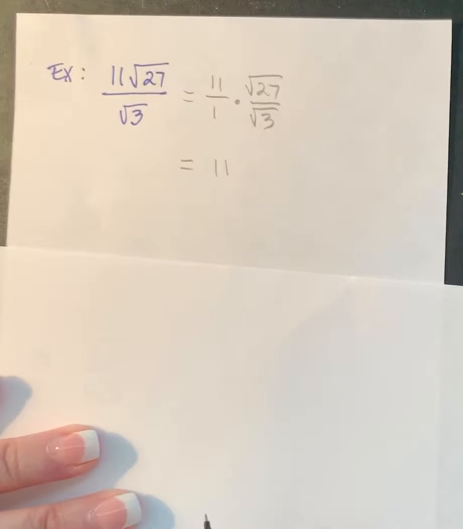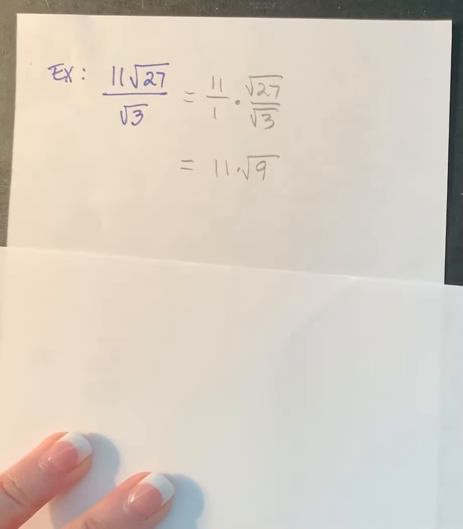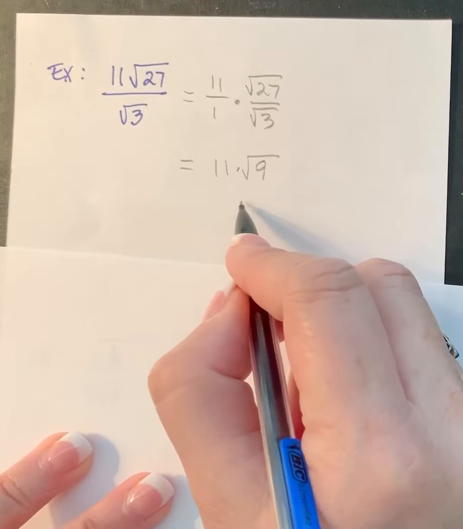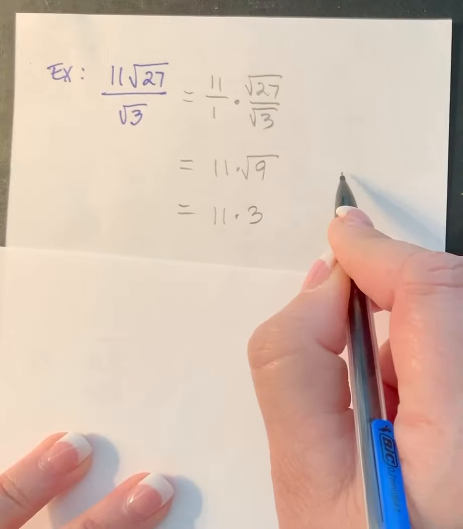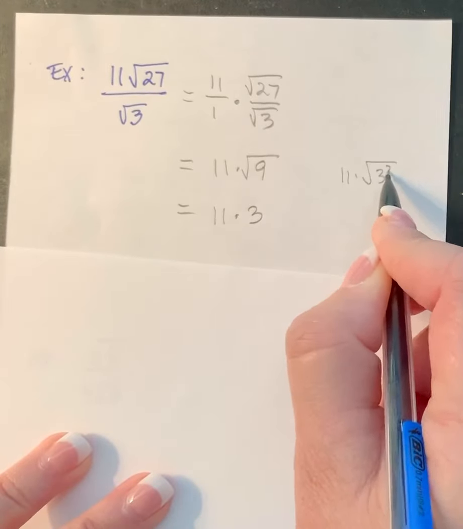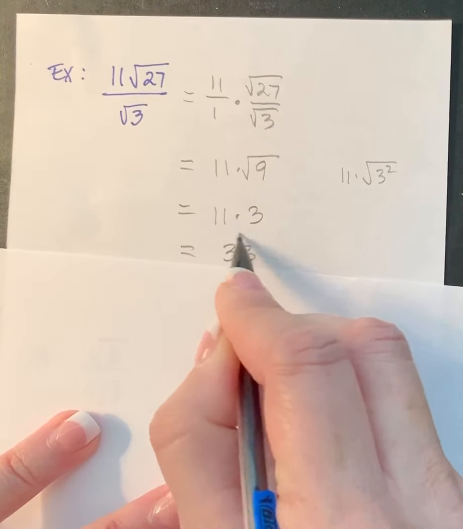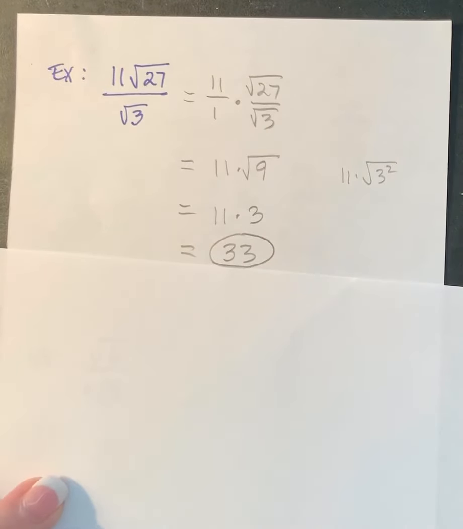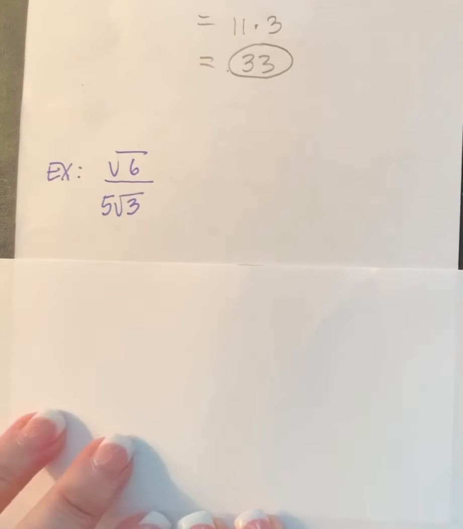Now 27 is divisible by 3, so we could just say 27 divided by 3 is 9. So we'll have the square root of 9. And then the square root of 9 is just 3, since 9 is 3 squared. So you can do that in your head. Or you could write 11 times the square root of 3 squared, however you want. But you're going to have 11 times 3, and then you're going to wind up with 33 for the final answer.